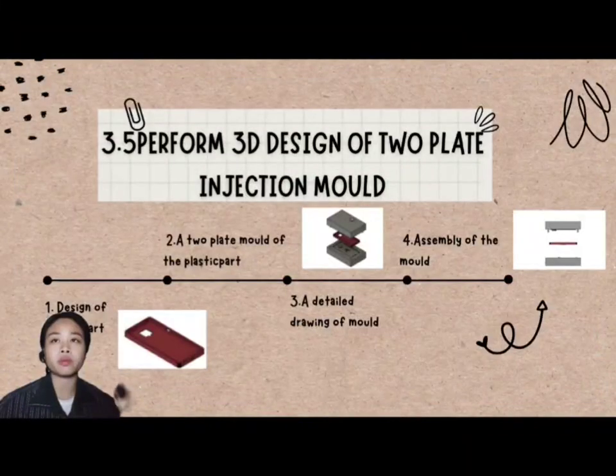main conveyed. This is my presentation of the 3D design of a two-plate injection mold. First is the design of the plastic part. Secondly, the two-plate mold of the plastic part. Thirdly, detailed drawing of the mold. And fourth, assembly of the mold.